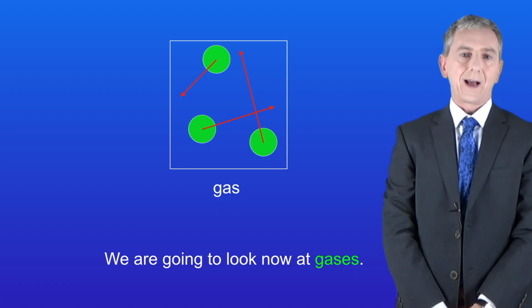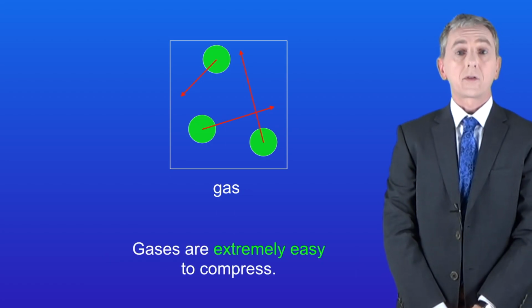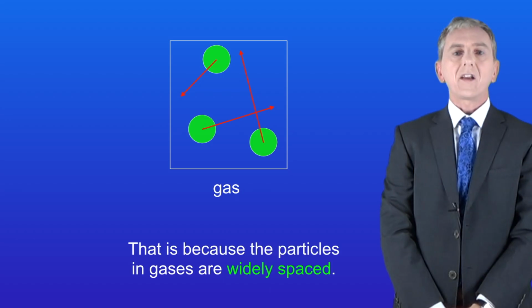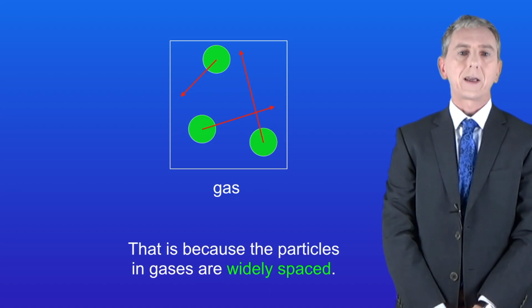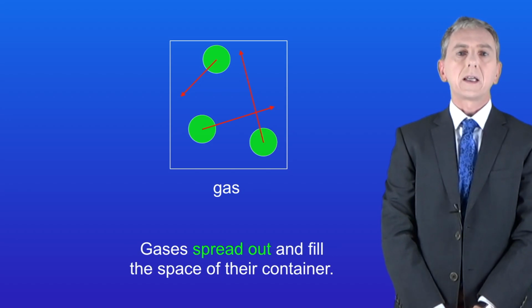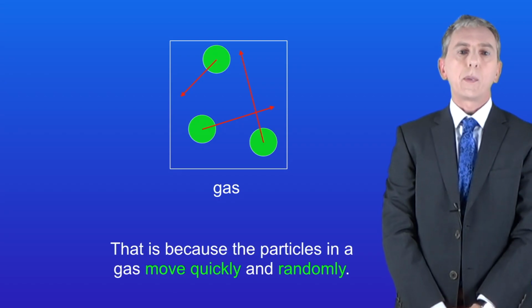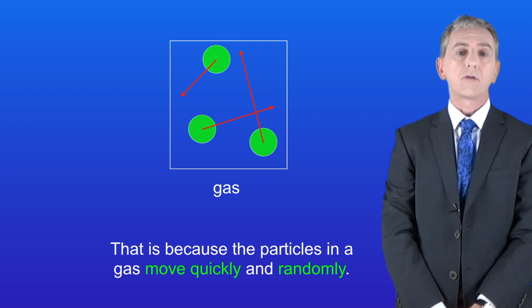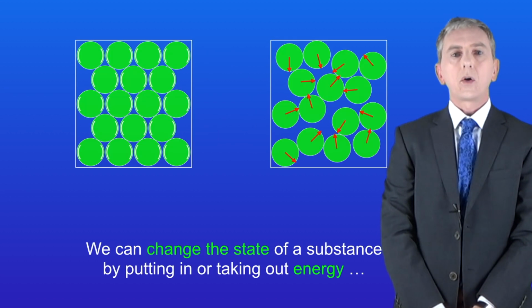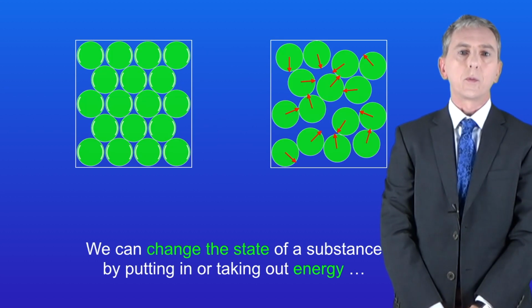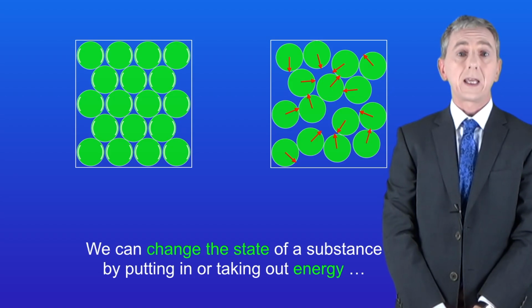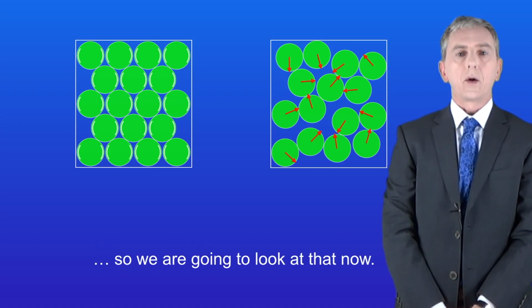Okay, we're going to look now at gases. Firstly, gases are extremely easy to compress. That's because the particles in gases are widely spaced. Secondly, gases spread out and fill the space of their container, and that's because the particles in a gas move quickly and randomly. Okay, now we can change the state of a substance by putting in or taking out energy, so we're going to look at that now.